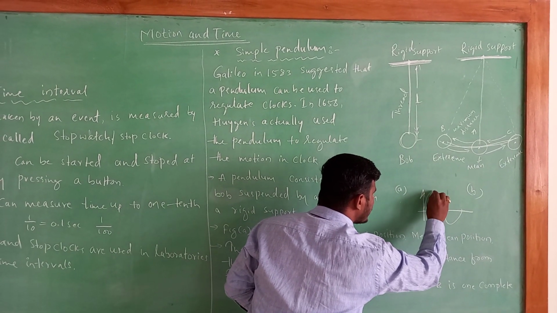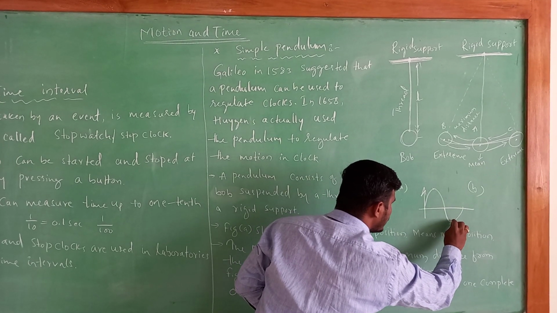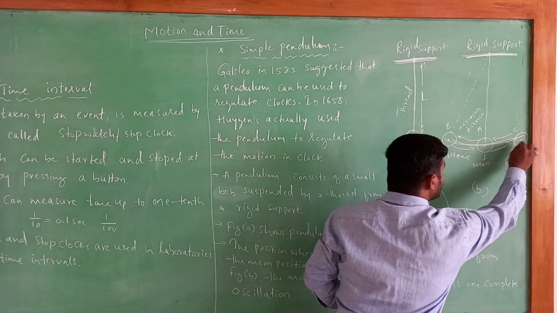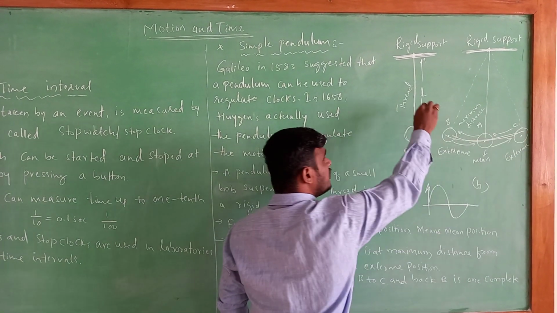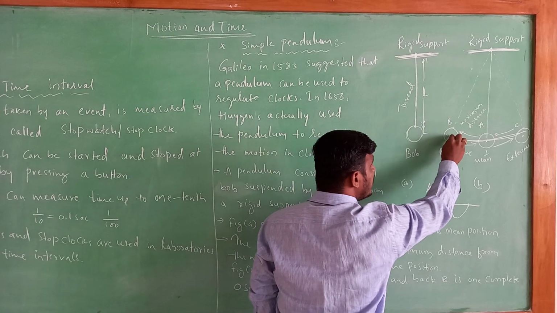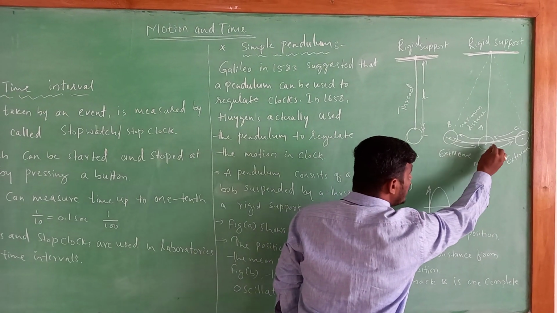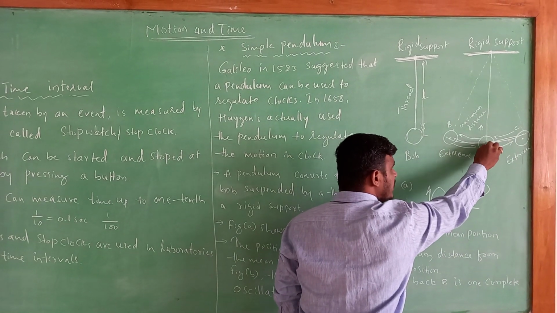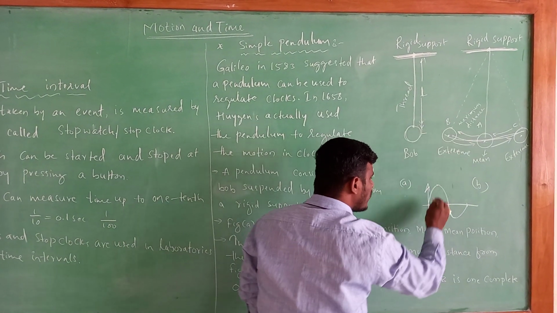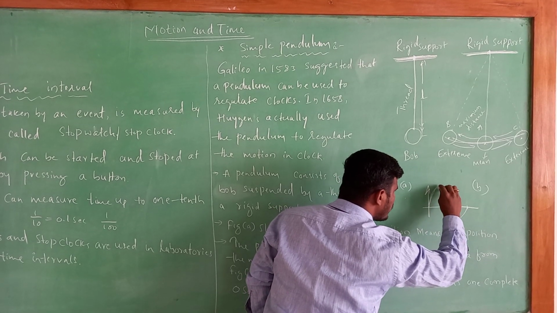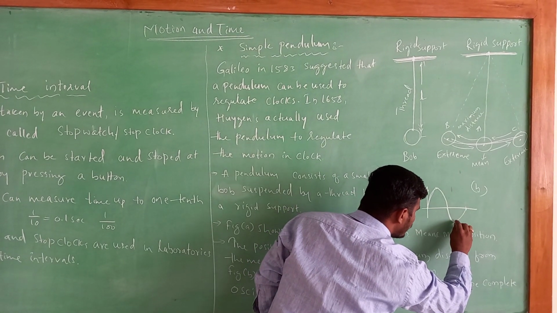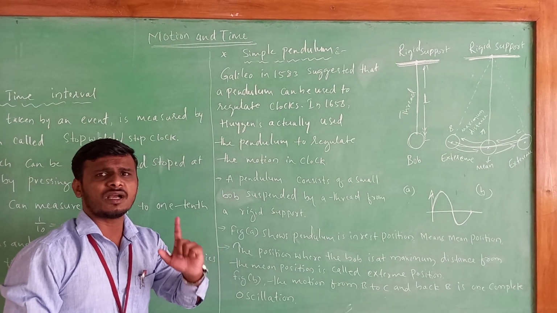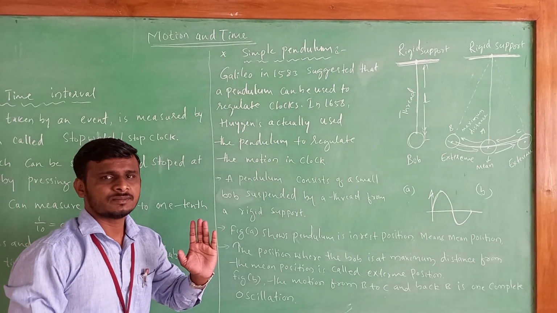From mean position to extreme position, then again mean position, then mean position to extreme position, right? So the bob goes to the position B and again comes back to B. From B to the mean position, then extreme position, from extreme position to the mean position, then after that extreme position. So like that, from mean position to extreme position, then mean position, then extreme position, then mean position. This motion we call one complete oscillation, right?